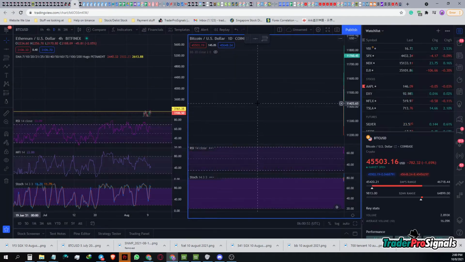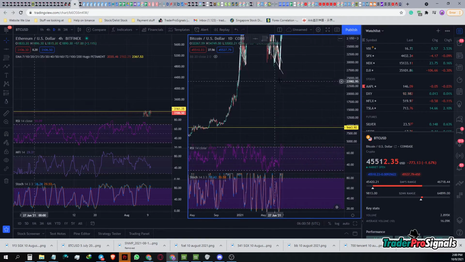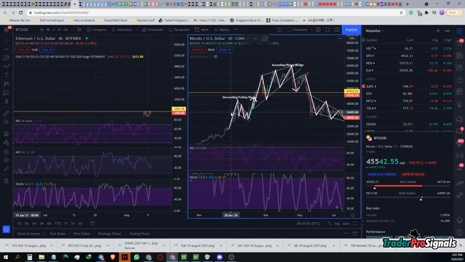Okay, actually they are moving in a very small correlation here. Okay. So you can see this was the previous head and shoulders pattern. Down here was the shoulder. This whole thing is the entire head.